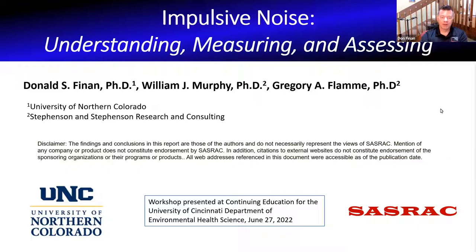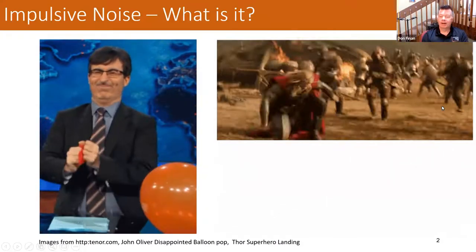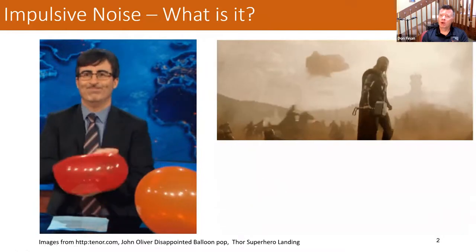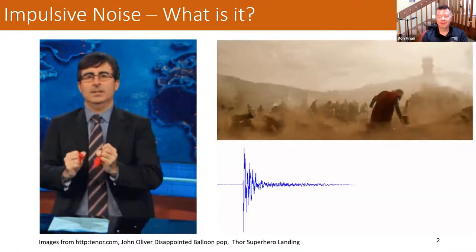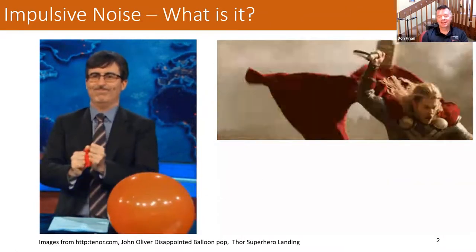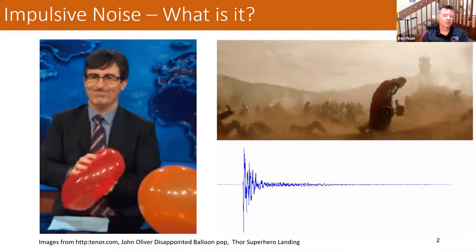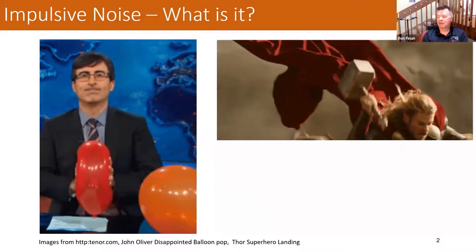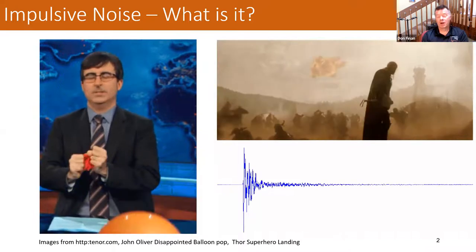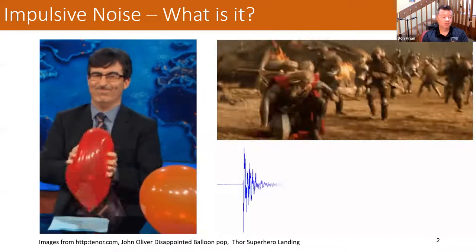So to begin with, we're going to be talking about impulsive noise, trying to understand what impulsive noise is, how to measure it, how we assess it, and what that means in general. Well, what is impulsive noise? That's a good question. It's boom, it's pop, it's bang. It's short duration, high amplitude sounds. They can occur from literally popping balloons, hammer strikes, explosions, etc.